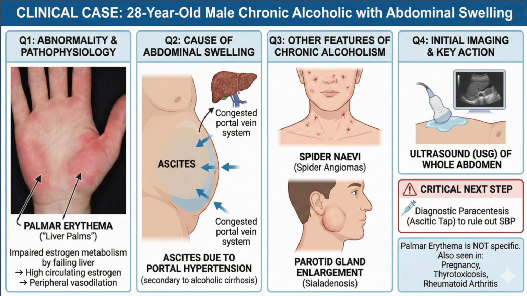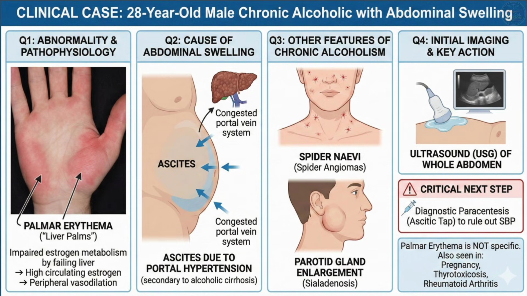Then parotid gland enlargement or sialadenosis, a distinct feature of chronic alcohol overuse, giving a hamster-like facial appearance. Other acceptable answers: Dupuytren's contracture, gynecomastia, testicular atrophy, peripheral neuropathy.